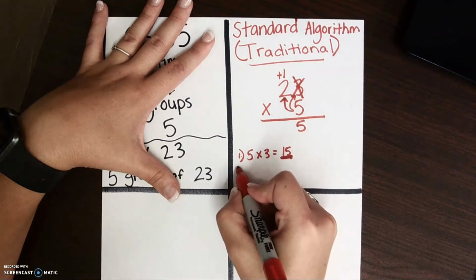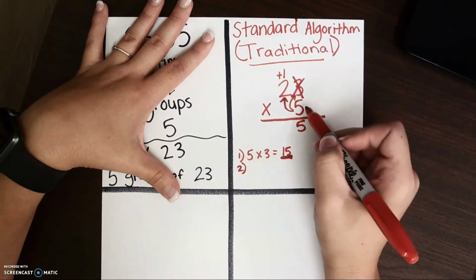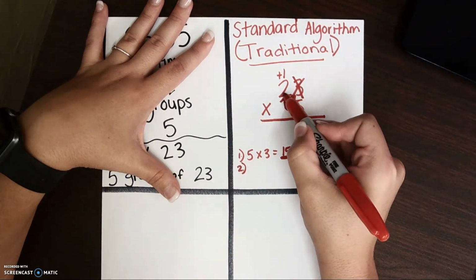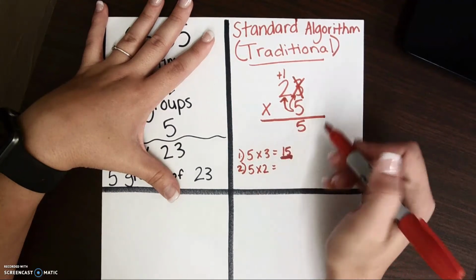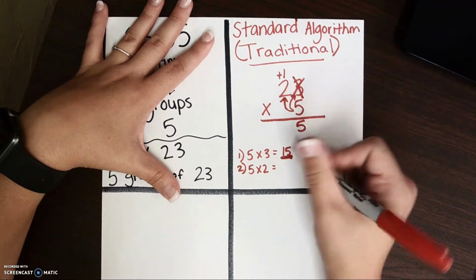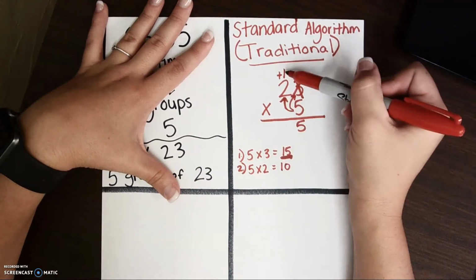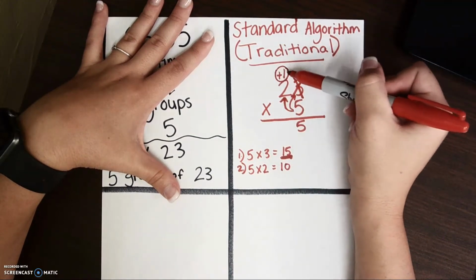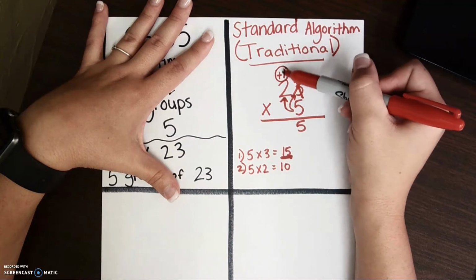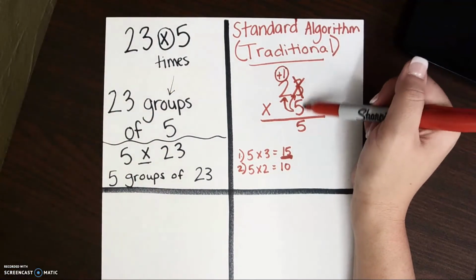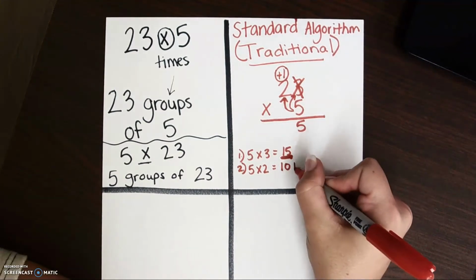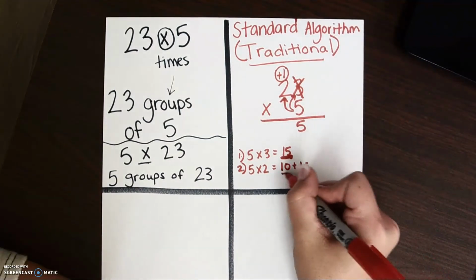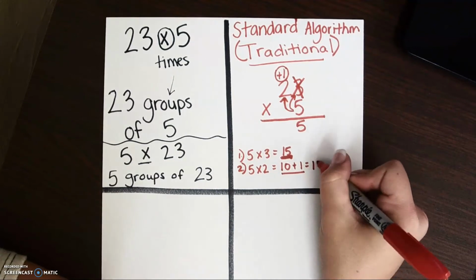Okay, so that's my next step. I'm going to do 5 times 2, and I know 5 times 2 equals 10. But don't forget, you have to add any numbers that were thrown over here whenever you did this part. So I have to add 1 to it. 10 plus 1 gives me 11.